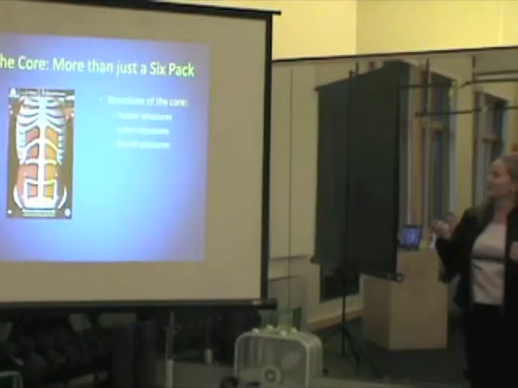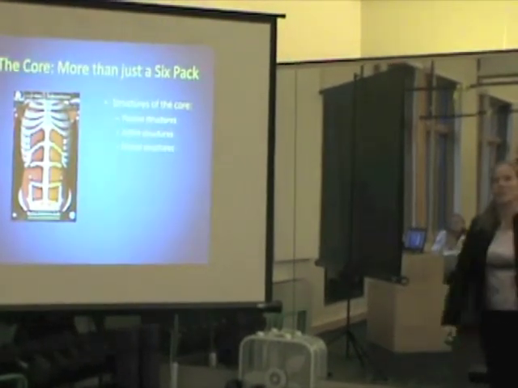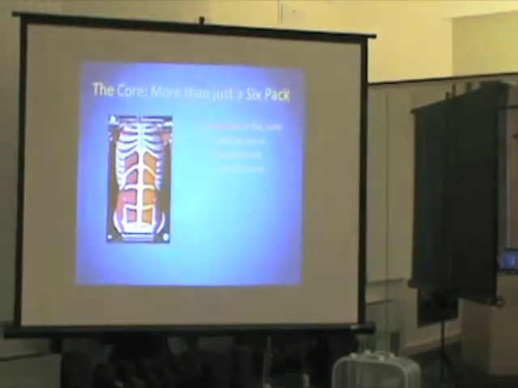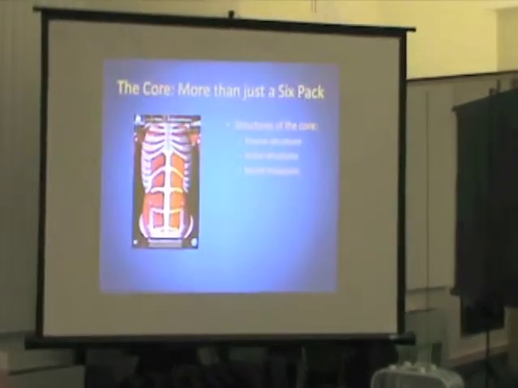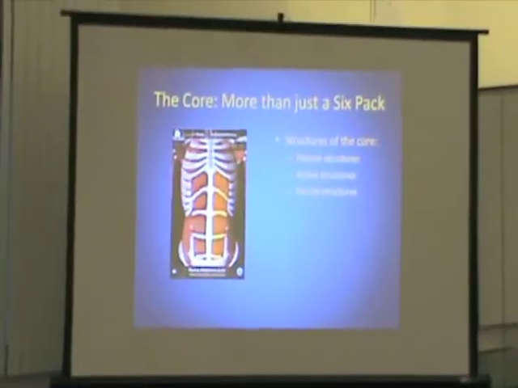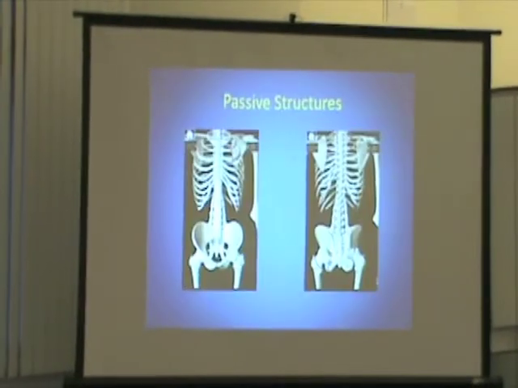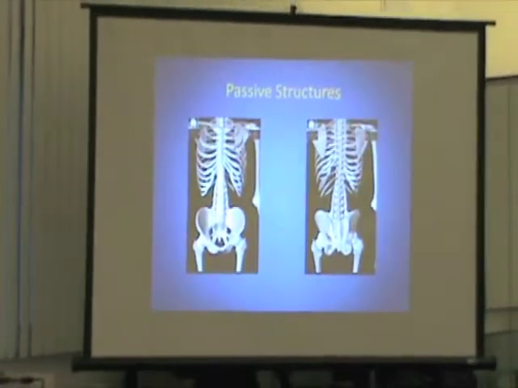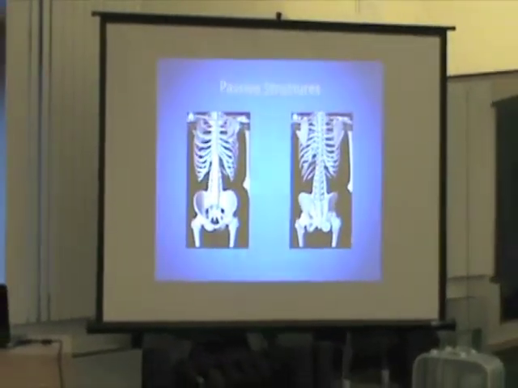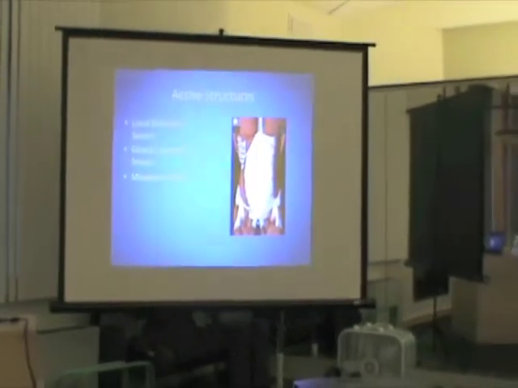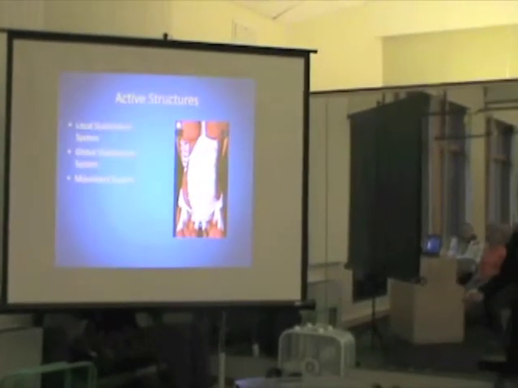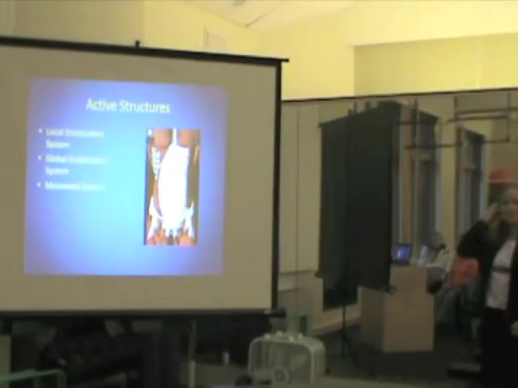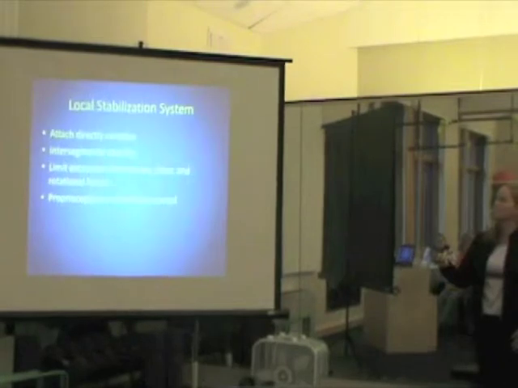So just to kind of go over it, the core is more than just your six-pack abs. It is composed of passive structures, active structures, and neural structures. So it's not even just the muscles. It's pretty much everything from here to here. Passive structures are going to include bone, cartilage, ligaments, fascia. And then we have your active structures. These are all the muscles. And they can get separated into your local stabilization system, the global stabilization system, and the movement system.